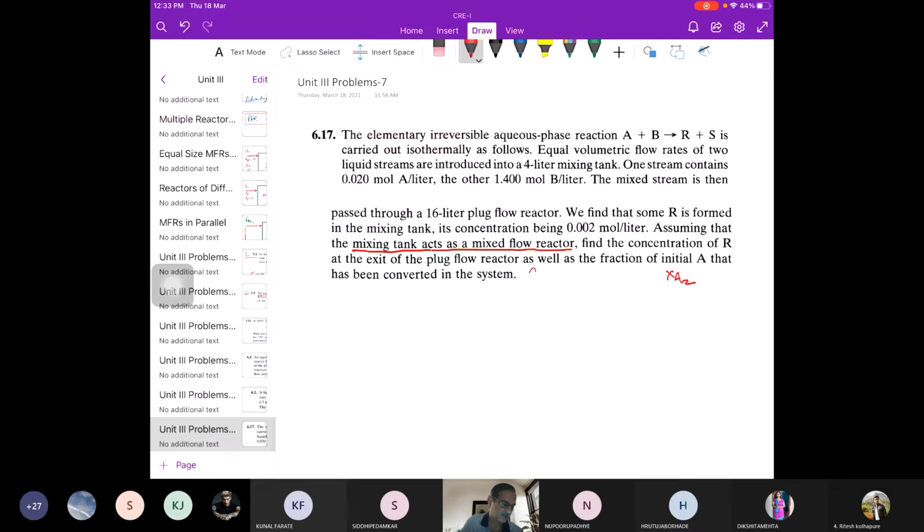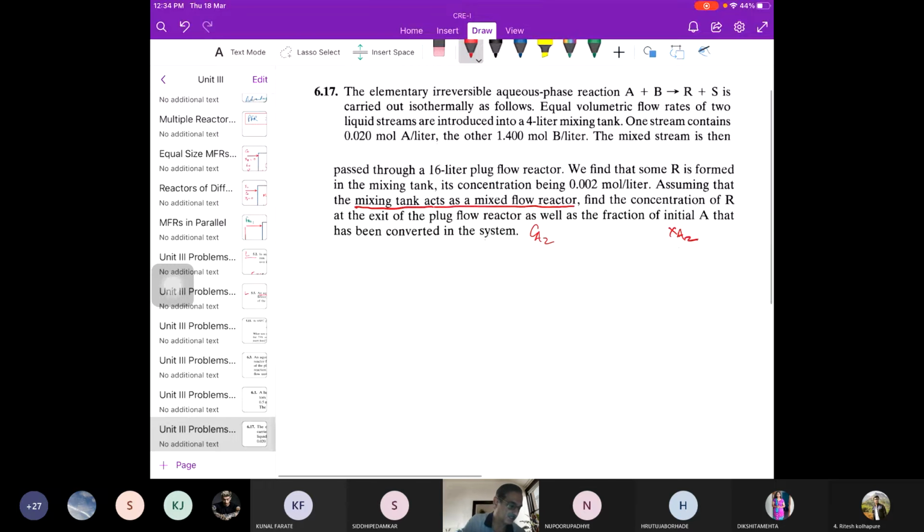and CA2. ठीक है, प्रॉब्लम समझ में आ रहा है? Are you able to understand the problem statement? Does anybody have question on problem statement? नहीं है तो ठीक है, let's see.